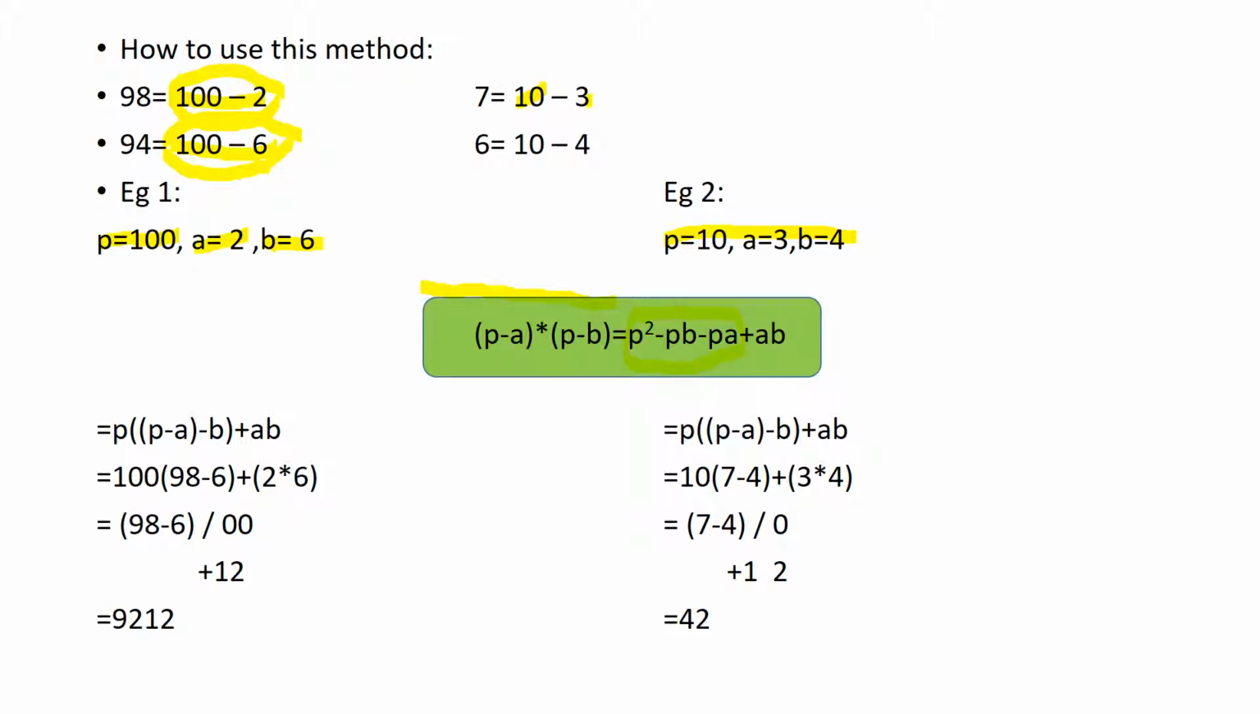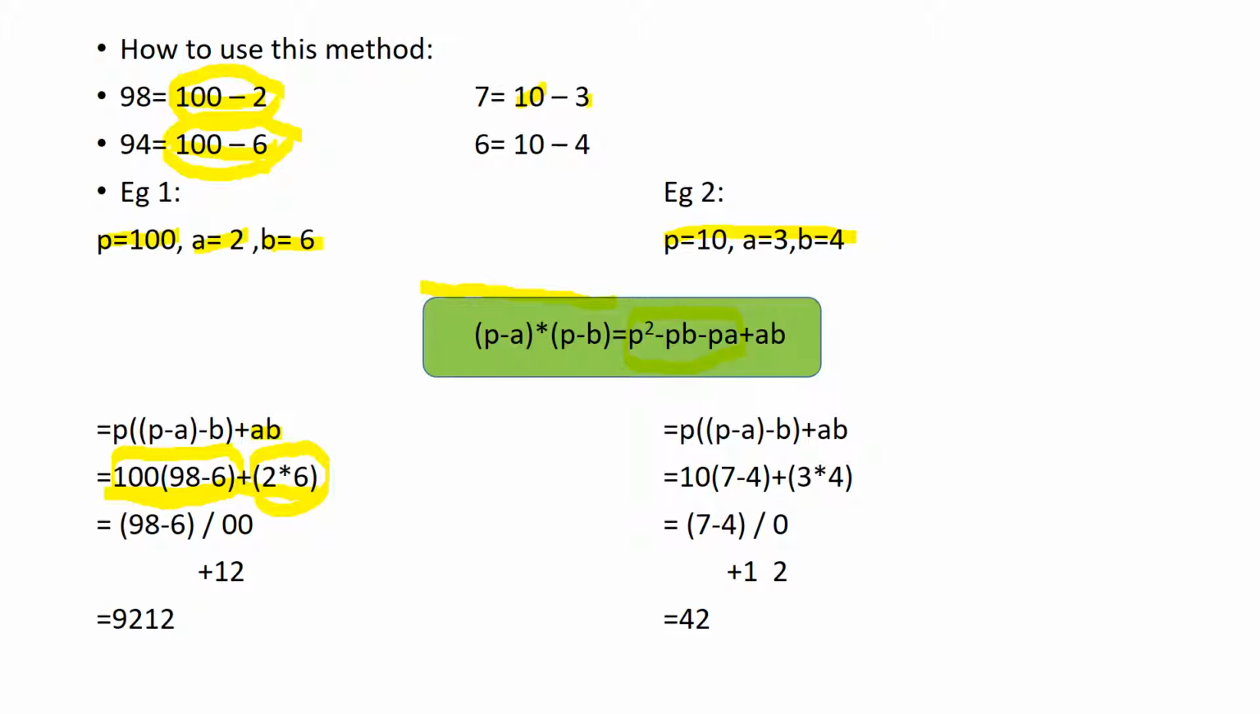So what is p minus a? It is nothing but 98. 98 minus b, which is 6, so 100 multiplied by 98 minus 6, whereas the other side, the right hand side, is a multiplied by b, which is 2 multiplied by 6. So when we conclude this, you can see 100 multiplied by 98 minus 6 is the left hand part we have written in our solution, and a multiplied by b, which is 2 multiplied by 6, is the right hand part here.